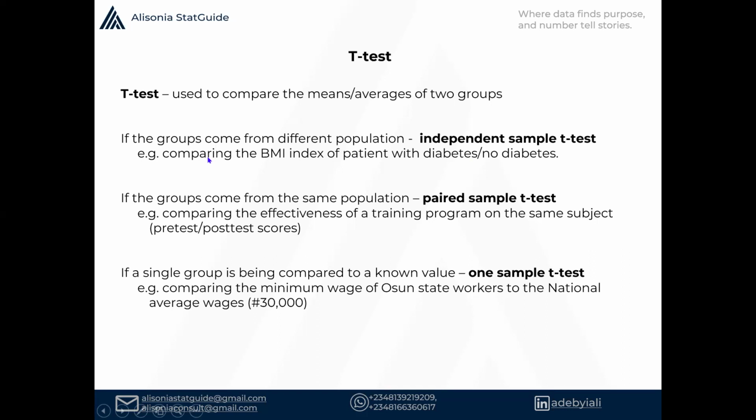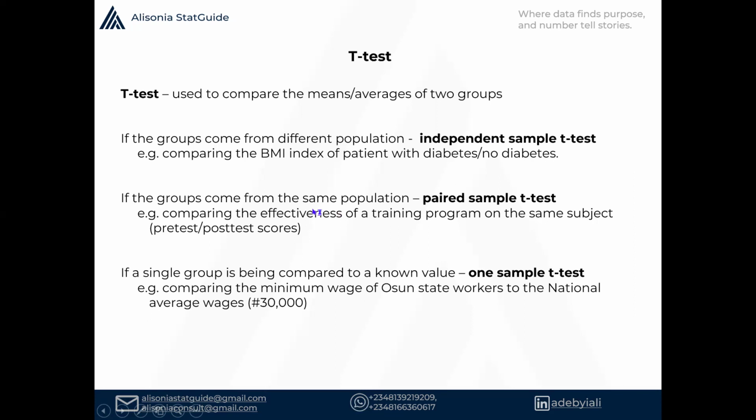The example is comparing the BMI of patients with diabetes and patients with no diabetes. We have patients with diabetes, which is one group, and patients with no diabetes, which is another group. That is two different groups. You want to compare their body mass index, which is BMI, to see whether it is different or not. So in that sense, we use the independent sample t-test, and there are still two groups.